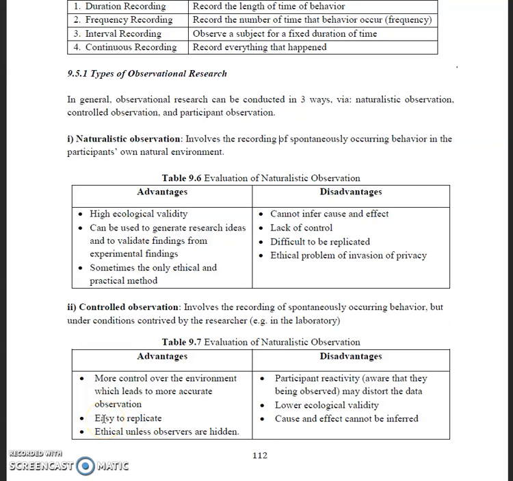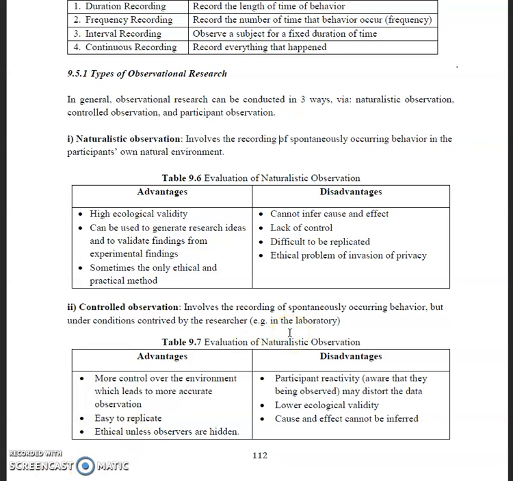Right? It is also ethical. Okay, it can also be ethical if you have the permission of the participant. Okay, it says here it is ethical unless observers are hidden. So if you put the homeless person in a lab and then that person doesn't know what is happening, then it becomes unethical. It becomes like a crazy science experiment.